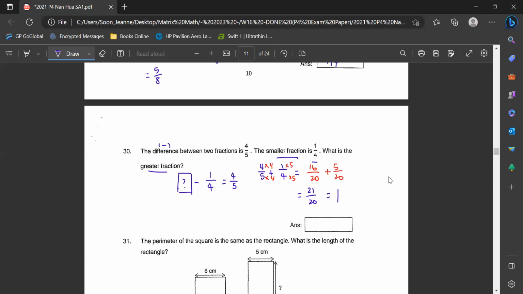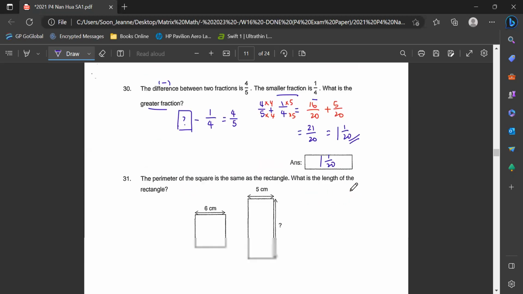So it's actually 1 whole, 1 over 20. Okay, 1 whole is 20 over 20. So there's an additional extra 1 over 20. 1 whole is 20 over 20 plus 1 over 20. You also get 21 over 20. But our answer, we must always express in mixed fraction, mixed number. So your answer is 1 and 1 over 20. Okay? Okay, moving on. I'm going to go to question number 35.